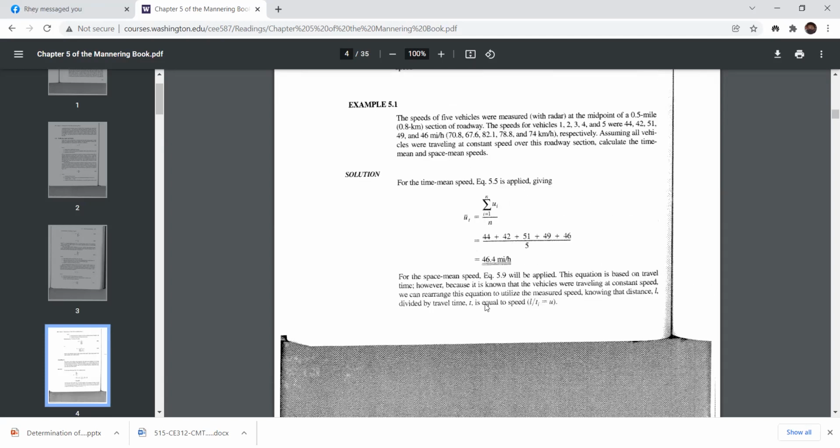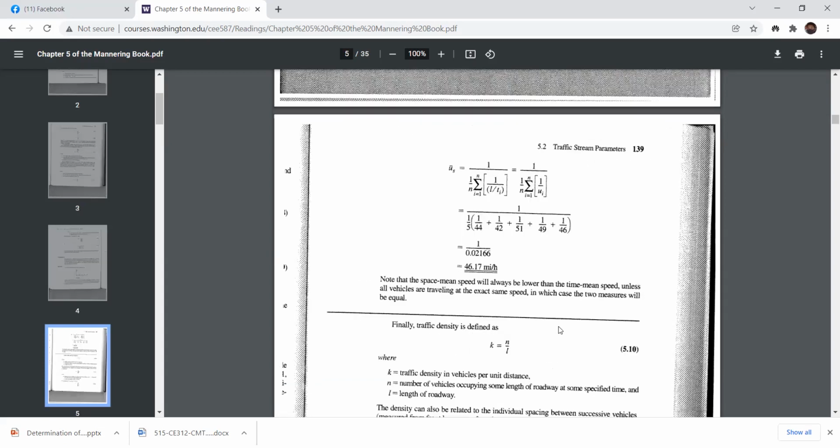Next, the space mean speed will be applied. This equation is based on the travel time. However, because it is known that the vehicles were traveling at constant speed, we can rearrange the equation to utilize the measure of speed, knowing the distance L divided by the time is equal to the speed. So length over time is the speed. Note that the space mean speed will always be lower than the time mean speed, unless all vehicles are traveling at the exact same speed, in which case the two measures will be equal.